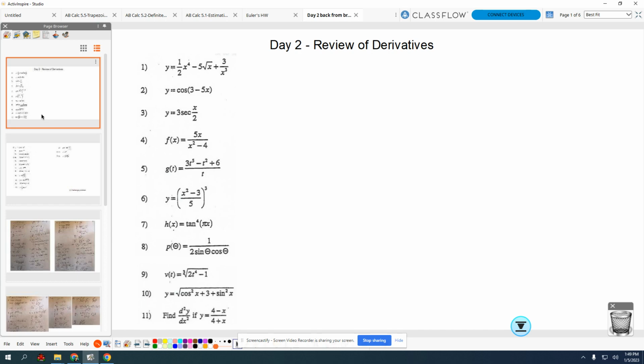This one, divide and conquer. Reduce the things first, and then it's easy. This one, multiply by the power, lower the power, and then chain rule. This is not a product or a quotient rule inside. That 1/5 is a coefficient. Just pull it out and then do the derivative of the thing inside.